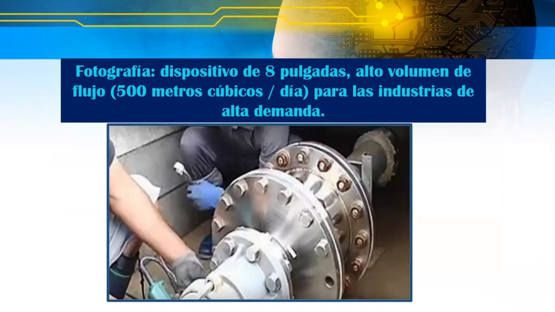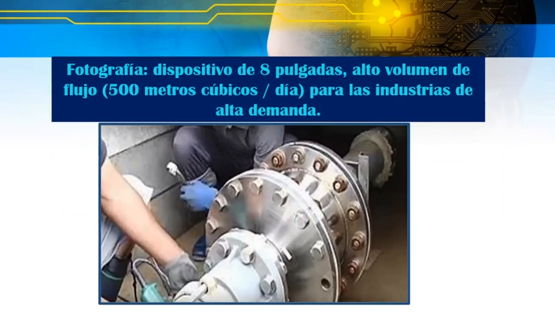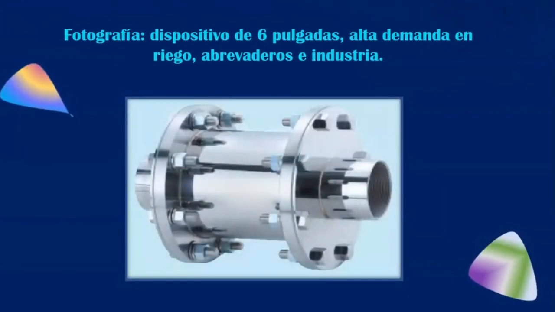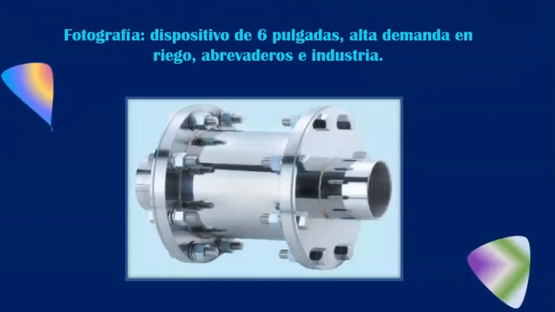Here is an 8-inch high-flow device that has the capacity to process at least 500 cubic meters per day for high-demand industries, such as fish farming, aquaculture, and rice cultivation. This device is highly manufactured with the best technology and food-grade 304 steel. It requires no maintenance, consumes no energy, is detachable for cleaning purposes.